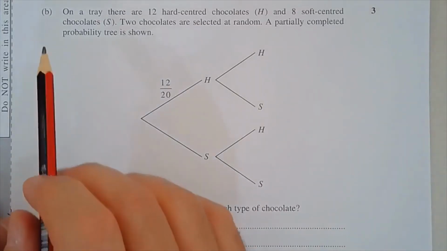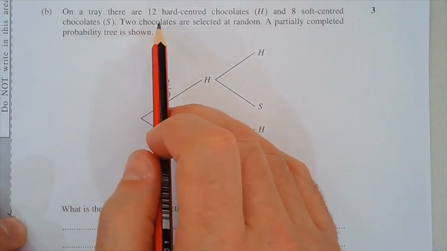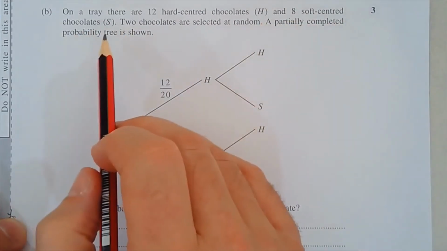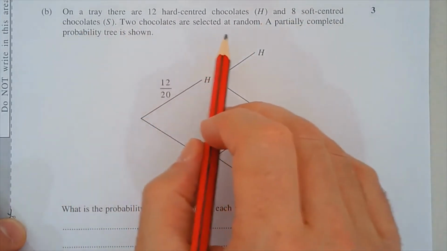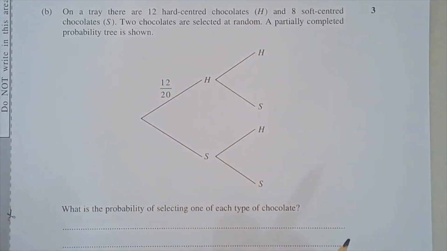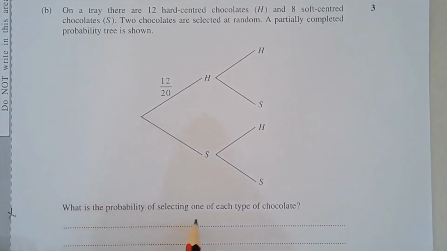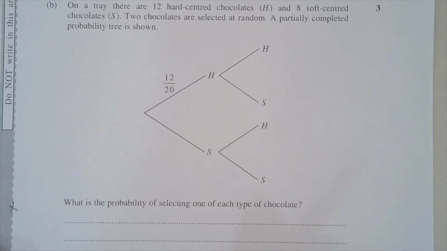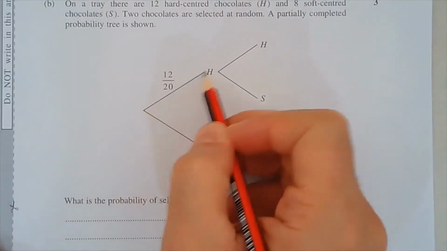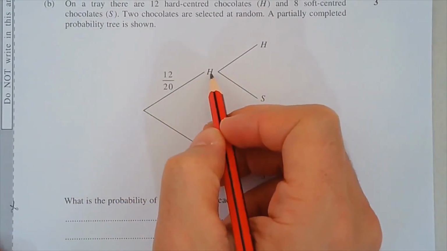Question 30b. On a tray, there are 12 hard-centered chocolates, H, and 8 soft-centered chocolates, S. 2 chocolates are selected at random. A partially completed probability tree is shown. What is the probability of selecting one of each type of chocolate? Okay, thankfully, this one's very straightforward.